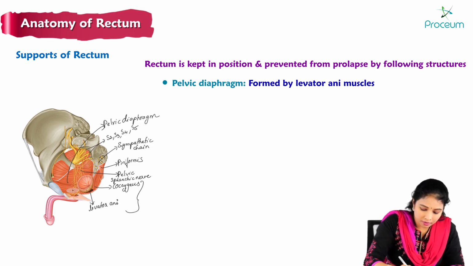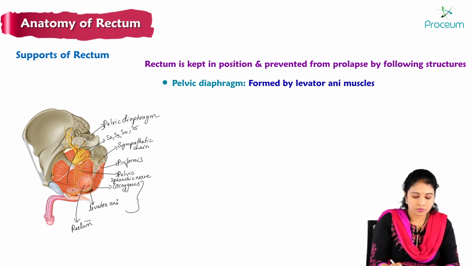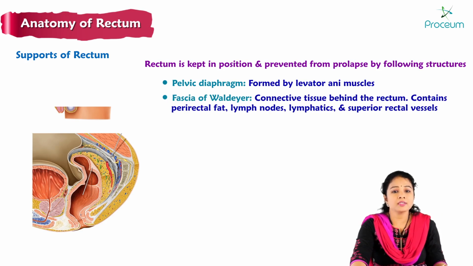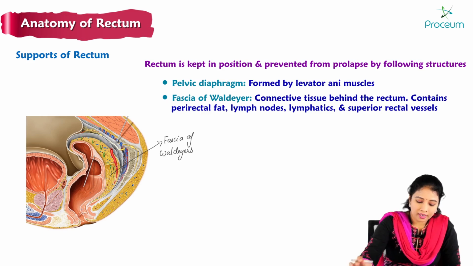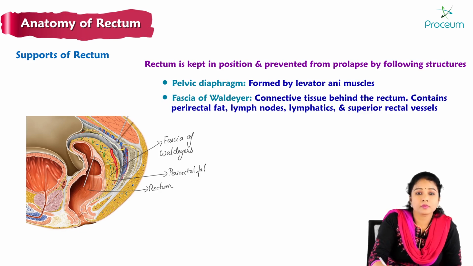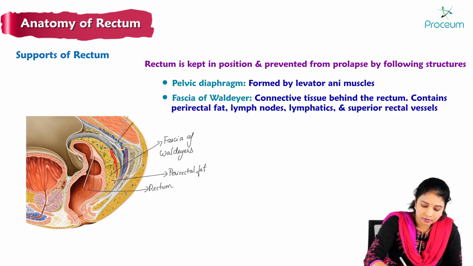So here is the cut part of rectum. So it supports from below. And the next support is the fascia of Waldeyer. It is the connective tissue behind the rectum. It contains perirectal fat. So we can see the perirectal fat. It contains lymph nodes, lymphatics and superior rectal vessels.